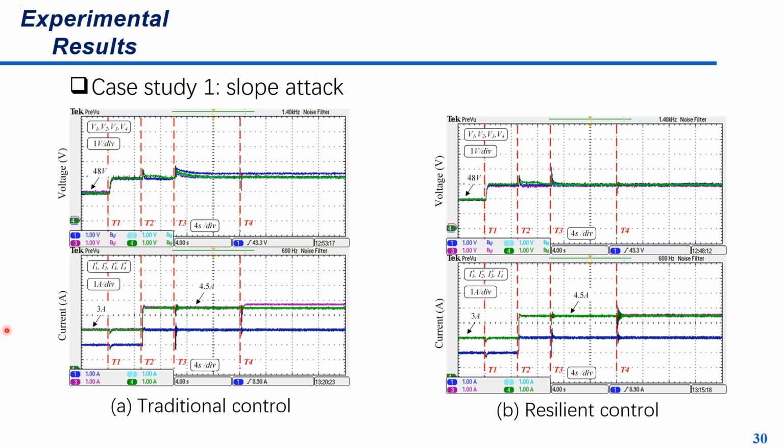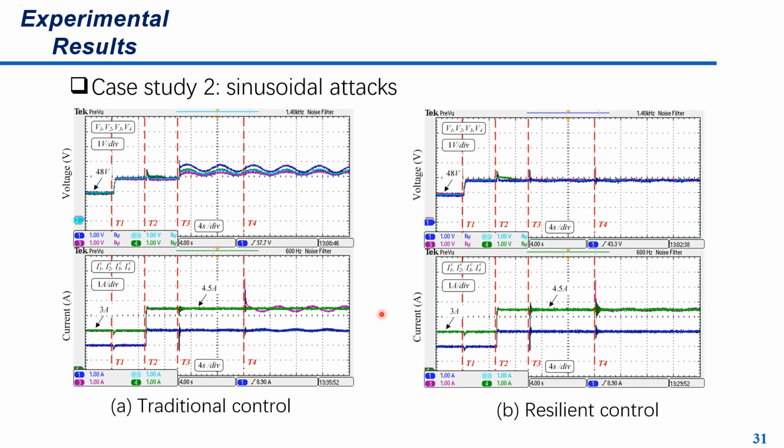And here are some results. We change the voltage and current at T1 and T2 seconds, and then at T3 and T4, we inject attacks on different actuators. And as you can see, with traditional control, there are voltage tracking errors and current tracking errors. However, with the proposed approach, there are no tracking errors.